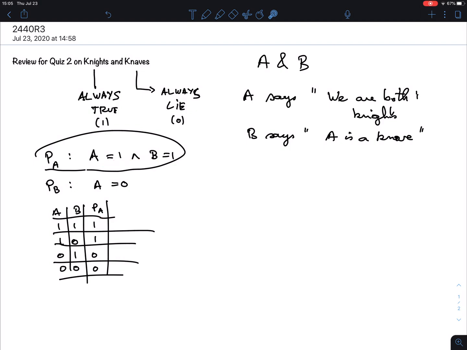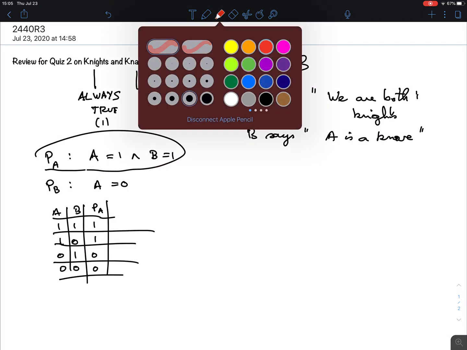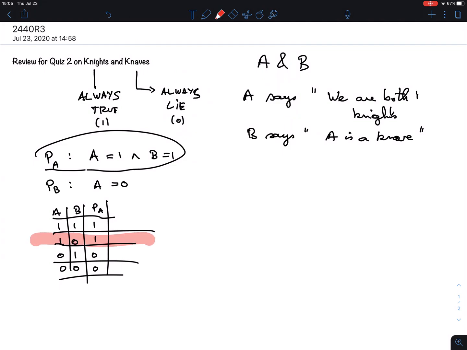Okay, that's fine. What about here? So it's still a true statement, A is 1, B is 1. No, that's not the case. So this is already one that I can rule out. Let's use red. Okay, so this is ruled out. You understand? But we have to go through the whole column, right?